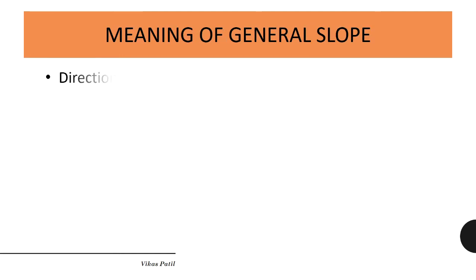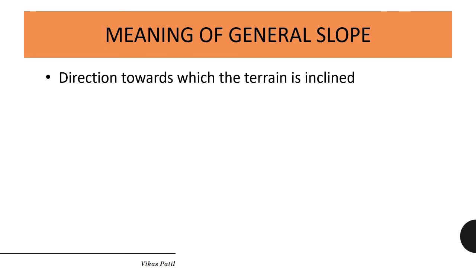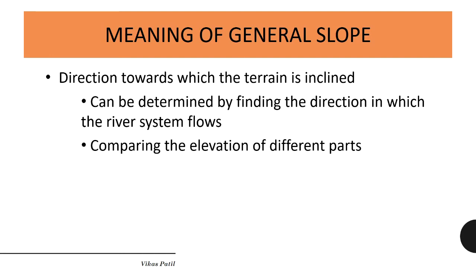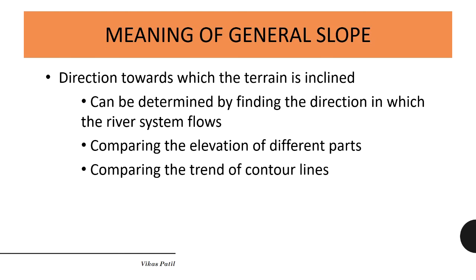Meaning of general slope? It is the direction towards which the terrain or the land is inclined, and we can determine this by looking at the flow of water. So water would generally flow to the lowest section of the land. We can also find the general slope by comparing the elevations of different parts of the map, which is very tedious. Or else we can look at the trend of contour lines and then try to figure out where the slope is steep and where the slope is gentle. So the first option is the best option and the easiest one.